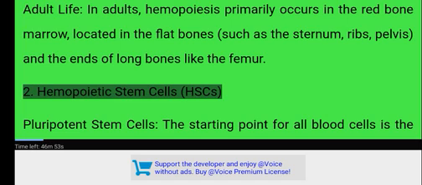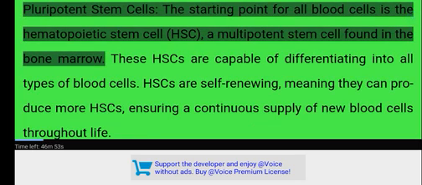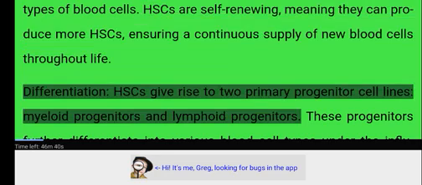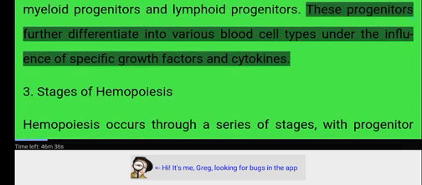2. Hematopoietic stem cells, HSCs. Pluripotent stem cells. The starting point for all blood cells is a hematopoietic stem cell, HSC, a multipotent stem cell found in the bone marrow. These HSCs are capable of differentiating into all types of blood cells. HSCs are self-renewing, meaning they can produce more HSCs, ensuring a continuous supply of new blood cells throughout life. Differentiation. HSCs give rise to 2 primary progenitor cell lines, myeloid progenitors and lymphoid progenitors. These progenitors further differentiate into various blood cell types under the influence of specific growth factors and cytokines.